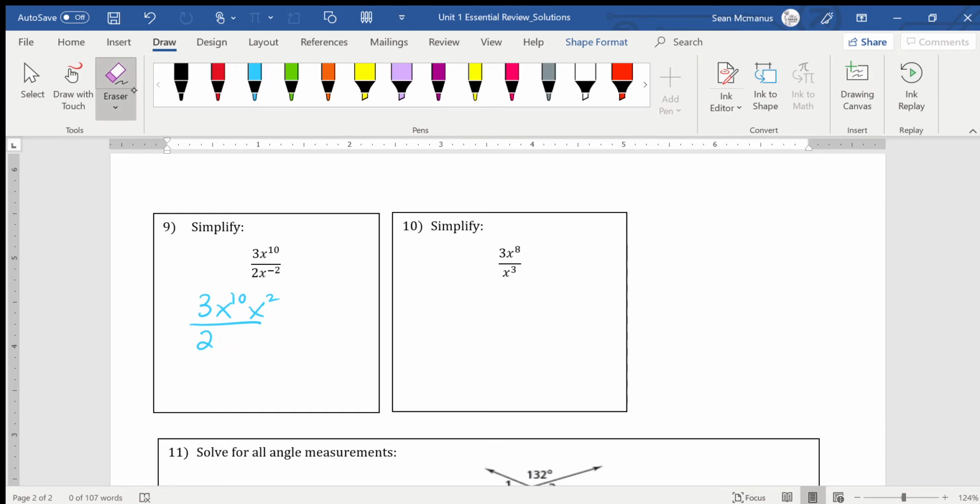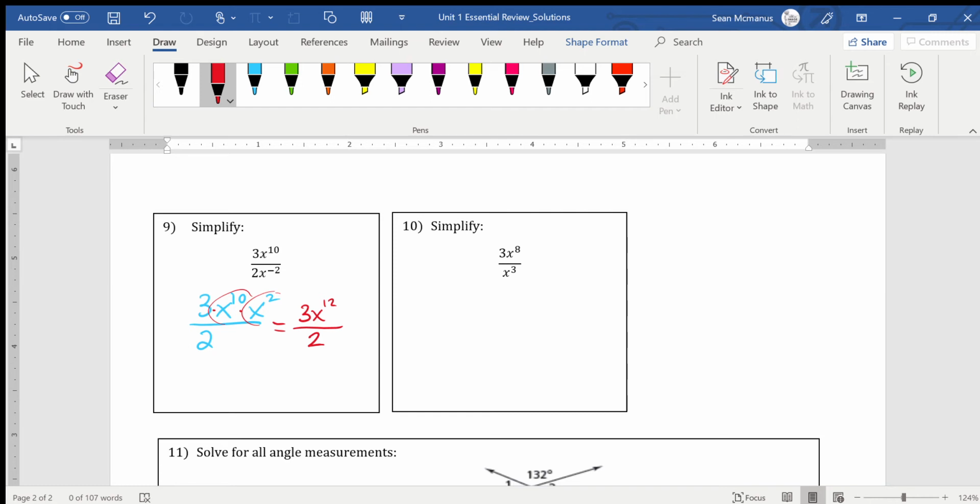And now I can use those rules that I learned up above, right? If I'm multiplying things together, 3 times x to the 10 times x squared, these two things right here have the same variable. They're being multiplied together, so I add the 10 and the 2. So 3x to the 12. And then the bottom didn't change.